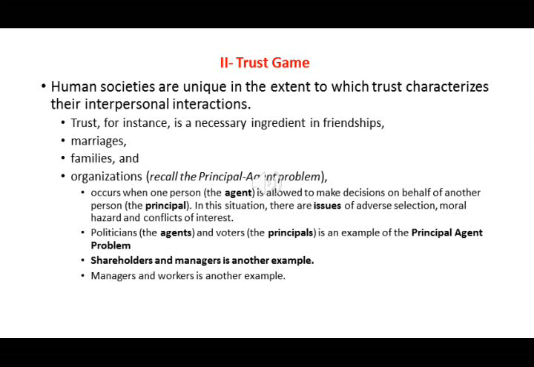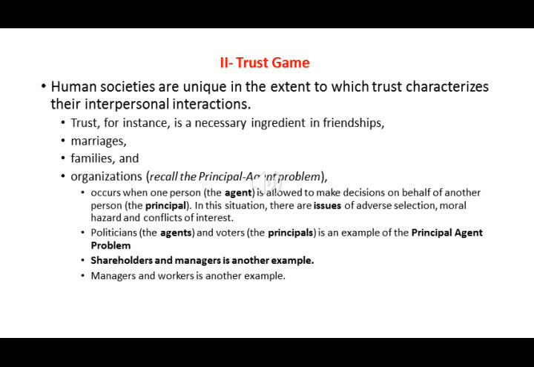So let's look, for example, at friendships. Okay, friendships are always based on trust. Marriages, a very important building block in any marriage is trust between the people who are going to get married. Families, there is a high level of trust between family members, and organizations as well. Organizations should be based on trust. Why? Why is it important for organizations to be based on trust?